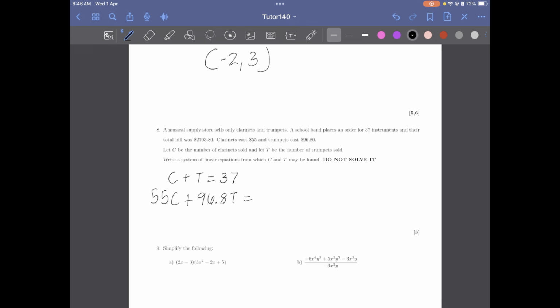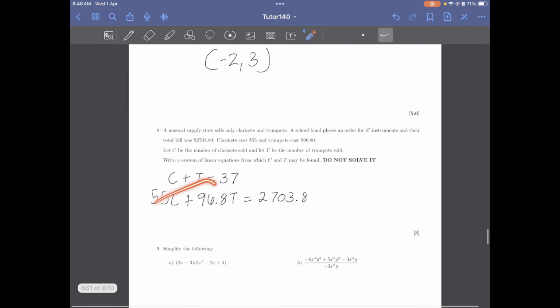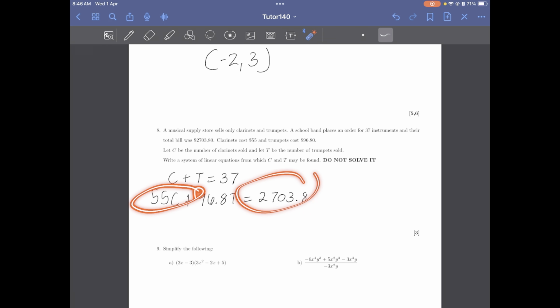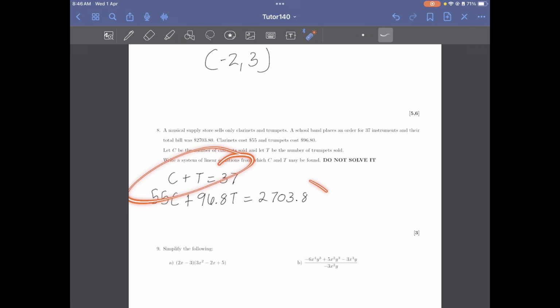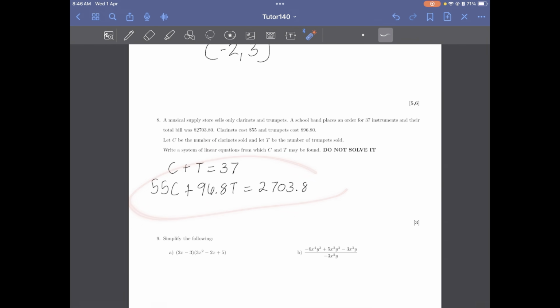And that's equal to their total bill, which is $2,703.80, right? So make sure you put money with money. That's one hint that I could give you, put the money with the money, all right? And they told you not to solve it, but if they were to tell you to solve it, I would recommend substitution or addition, which we just did up here, to solve it. Okay.